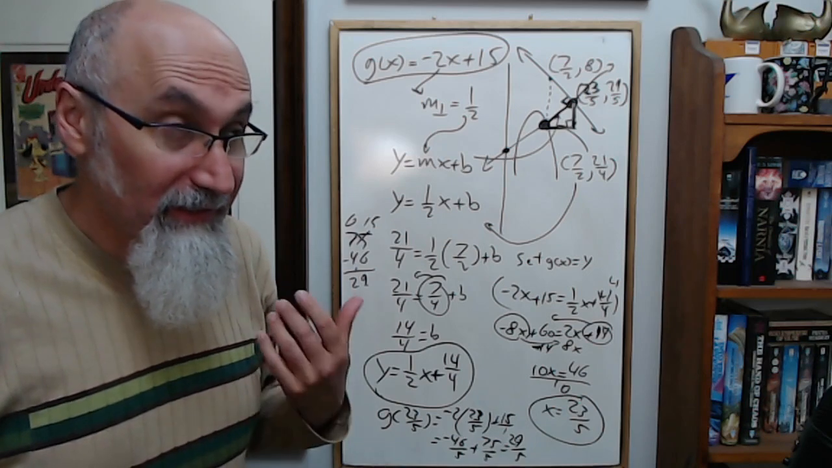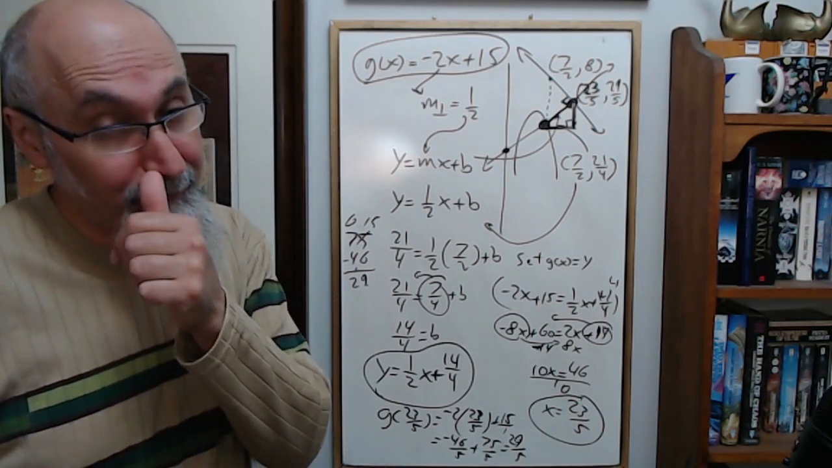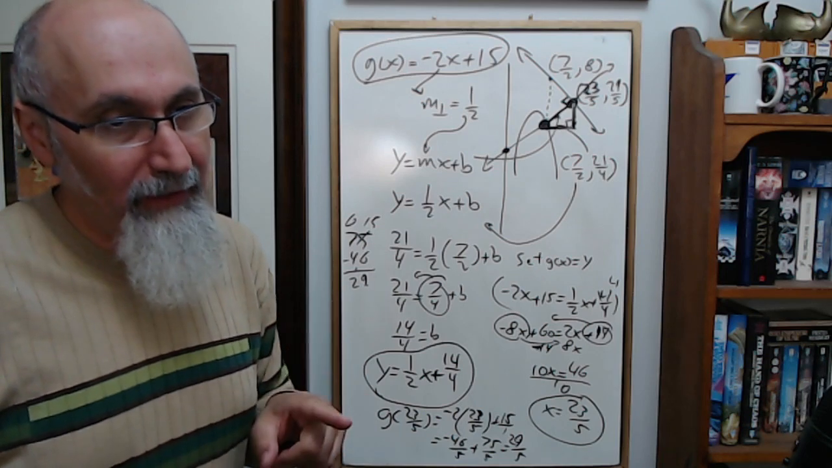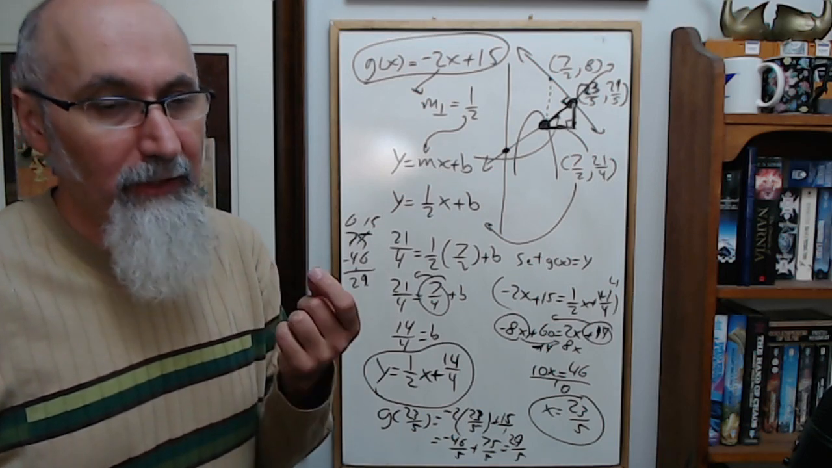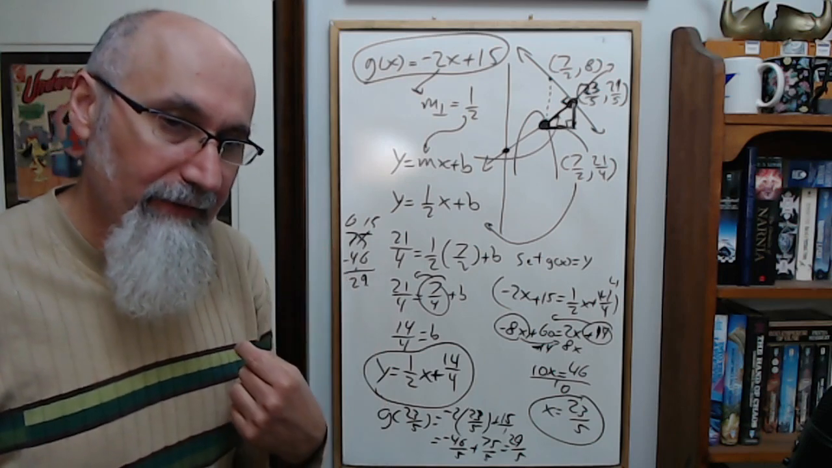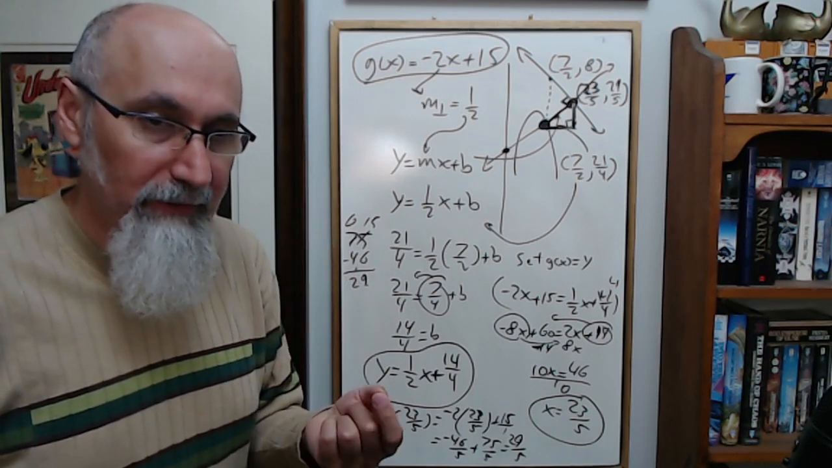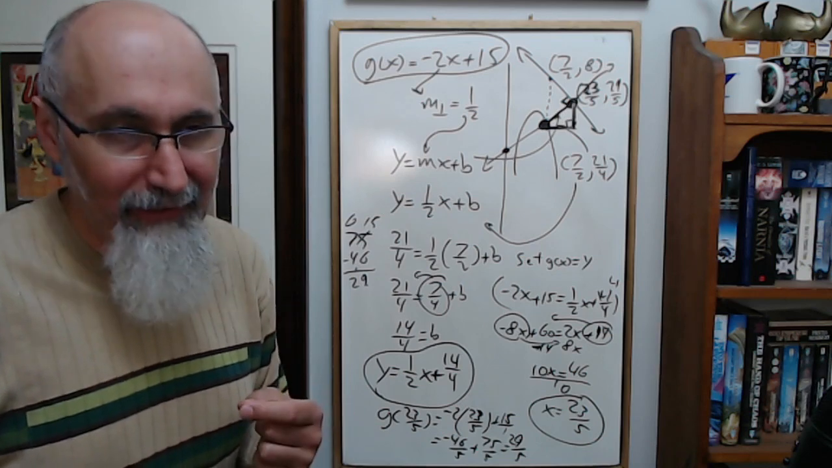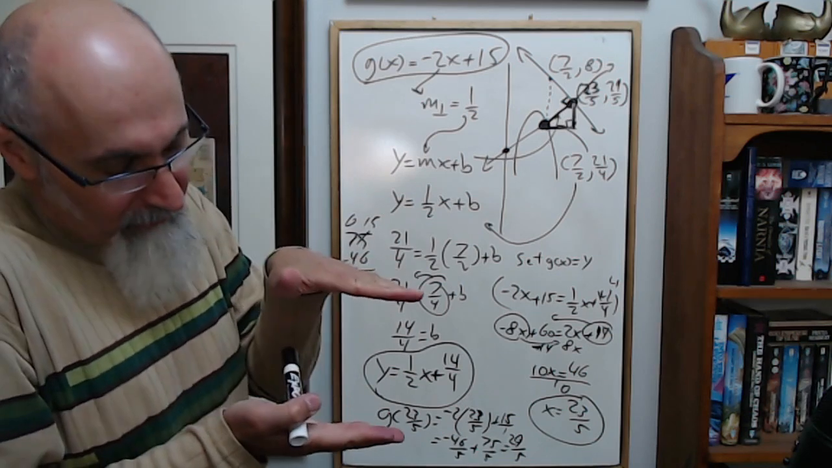Multi-layered. This type of question would be, if they gave you a point for a parabola on a line and they asked what's the shortest distance between the line and the parabola, that would be more of a grade 10, grade 11 question. If it was two parallel lines, it was grade 10.